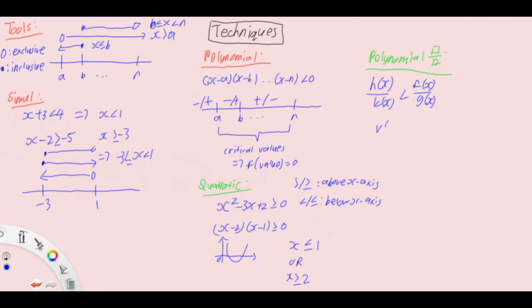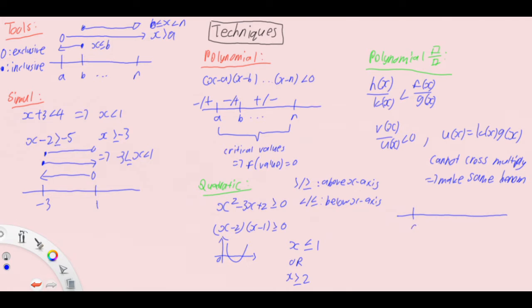So let's say we have this general case, and the idea is that you cannot just cross multiply. You must make them into a single fraction where the denominator is the same on both sides, and then you do your subtraction. The idea is that you want to get the inequality to be less than or equal to, or greater than, 0. Same thing: put your critical values on the number line where the denominator gives you 0 or the numerator gives you 0. And then you calculate again the plus and minus between the different intervals.